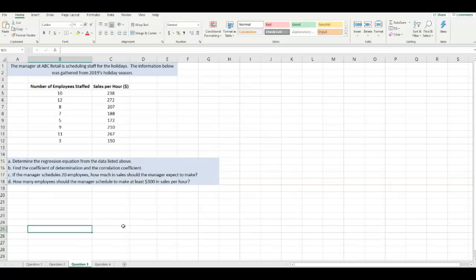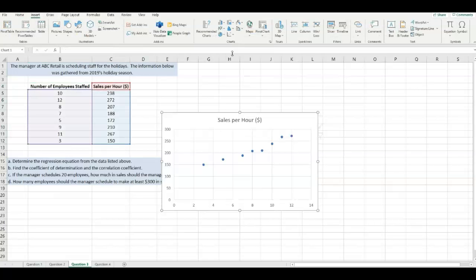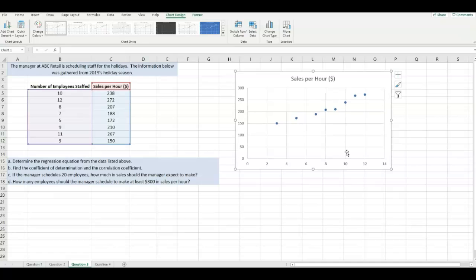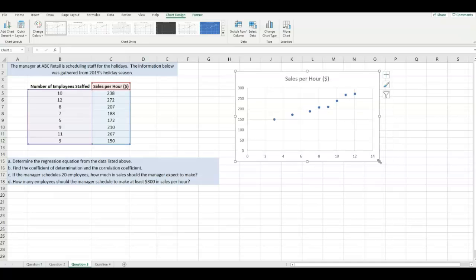So the first step here is going to be to create this scatter plot. So we will select our data, go to Insert, and create this scatter plot here for our data. Now there's a few different things that we are going to want to add onto this. We're going to want to add a trend line. So that trend line, that dotted line that we see, that's our regression line.